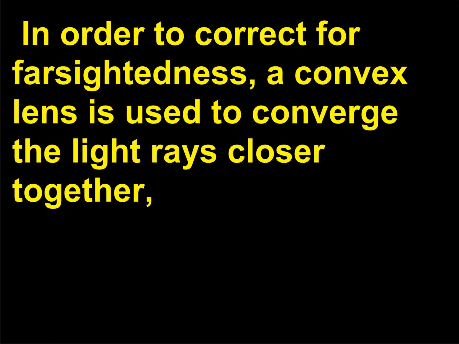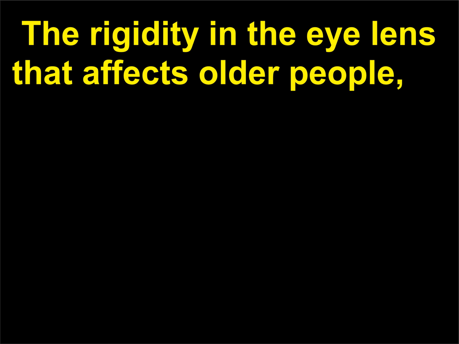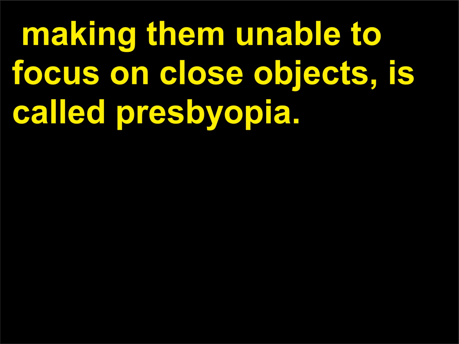In order to correct for farsightedness, a convex lens is used to converge the light rays closer together, permitting the image to fall on the retina. The rigidity in the eye lens that affects older people, making them unable to focus on close objects, is called presbyopia.